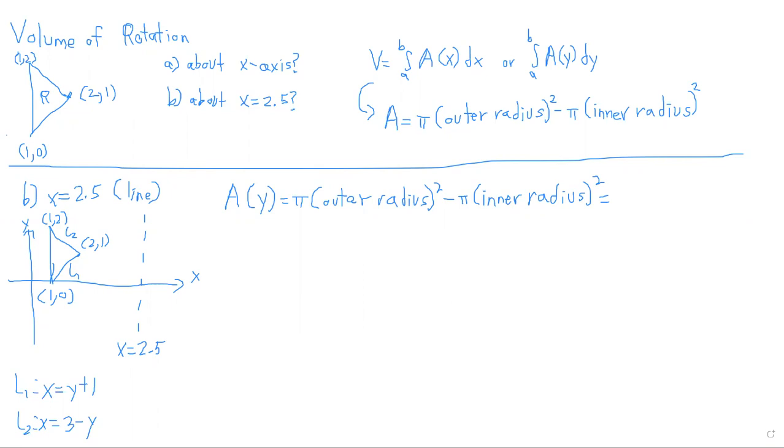So here's how I'm going to tackle this instead. I don't need this formula anymore. The formula is expressed up here. So V is equal to the integral from a to b of the area function dy, which is equal to, and I'm going to split it up from 0 to 1 and 1 to 2.